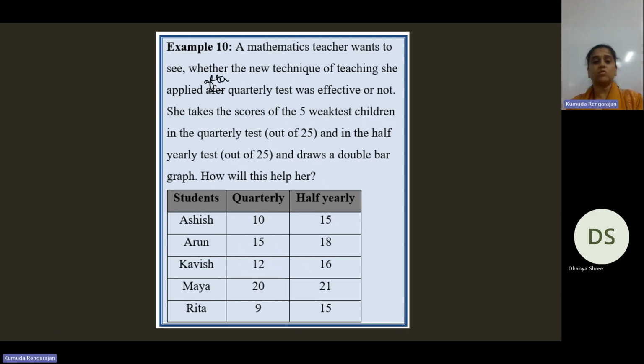Okay, after the quarterly test, was it effective or not? She takes the scores of the 5 weakest children in the quarterly test out of 25 and in the half yearly test out of 25 and draws a double bar graph. How will this help her?